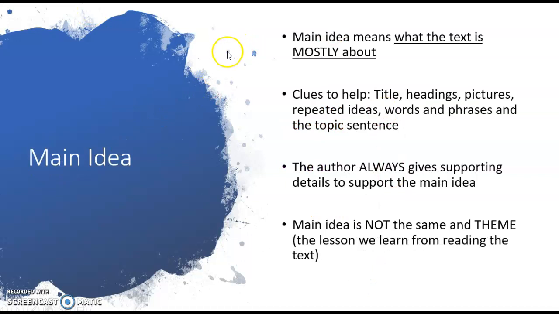Okay, and then to just kind of review what we just went over, main idea means what the text is mostly about. Clues that you can use to help you find the main idea: use the title, use the headings, pictures, repeated ideas, words, and phrases, and look for that topic sentence. Another idea to consider, the author always gives supporting details to support the main idea. Main idea, finally, is not the same as theme. Whoops, I made another mistake in here. Not the same as theme. Theme is the lesson you learned. Main idea is what the text is mostly about.